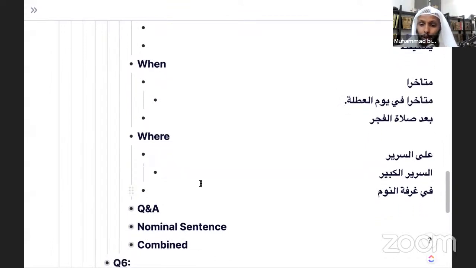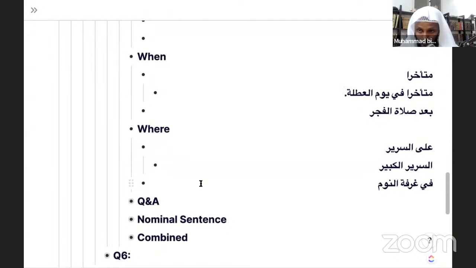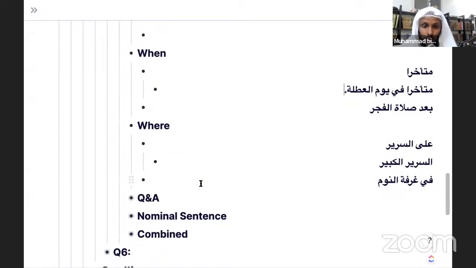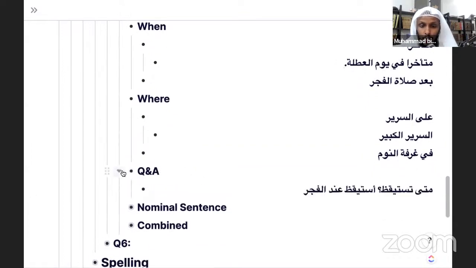And then some of you added also في غرفة النوم. So not just where he slept, in which room. Where he slept as in on the bed, but also in which room. في غرفة النوم. And you could have said في غرفة الجلوس, whatever. Okay?